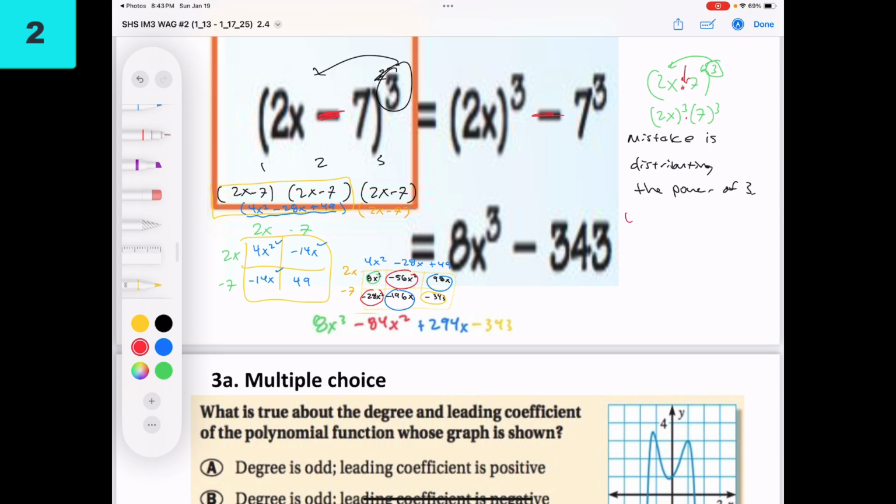So to correct the student, we should expand by having 3. 1, 2, 3. Expand the expression. Expand by having 3 binomials. And then multiply.